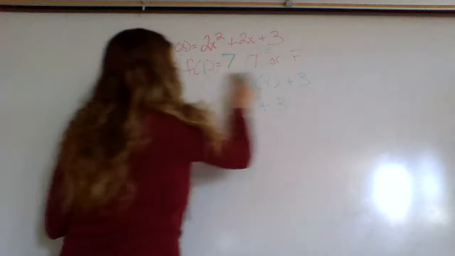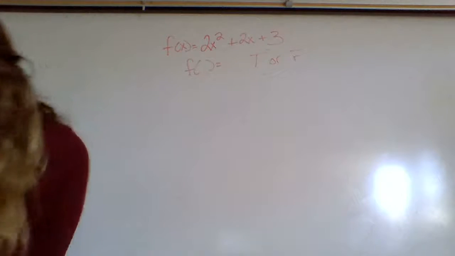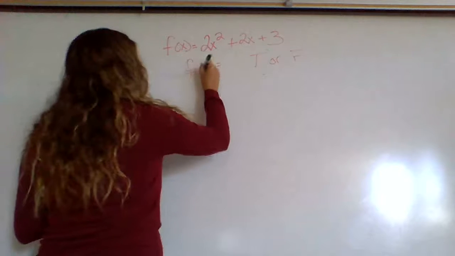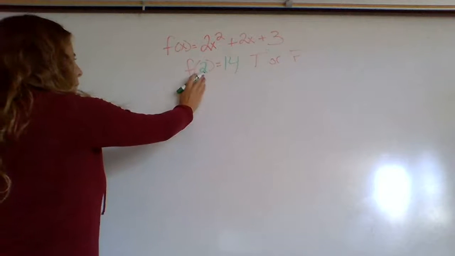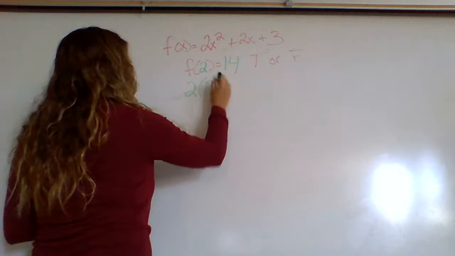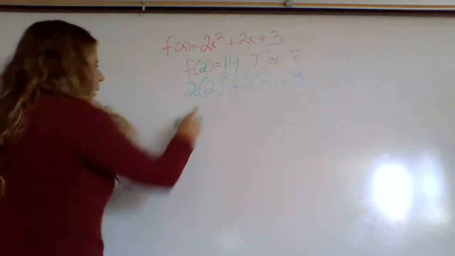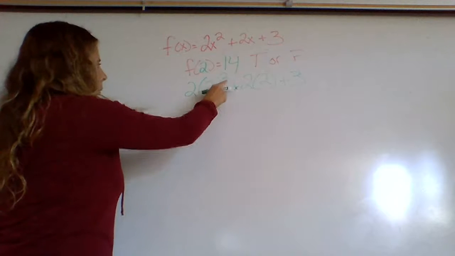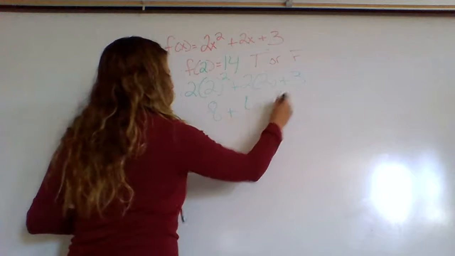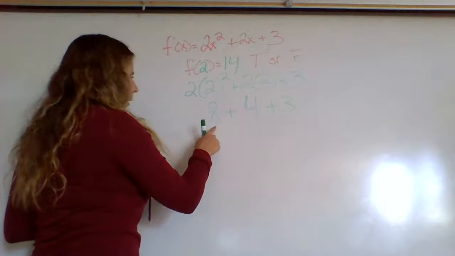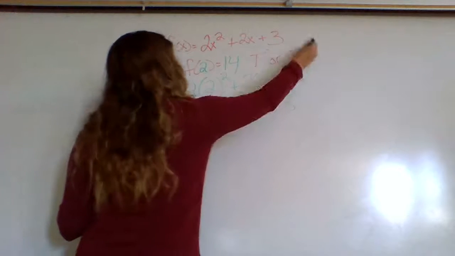Okay, and the last one. They say 2 and 14. All right, so true or false. So substitute in 2 and see what you get. So 2, substitute it in, plus 2, substitute it in, plus 3. Do the exponent first, so 2 squared is 4, times 2 is 8, plus 4, sorry, 2 times 2 is 4, plus 3. 8 plus 4 is 12, plus 3 more is 15. So that one is false.